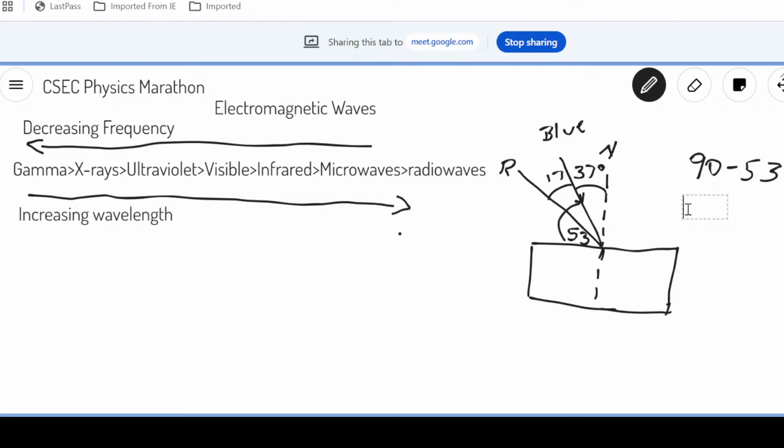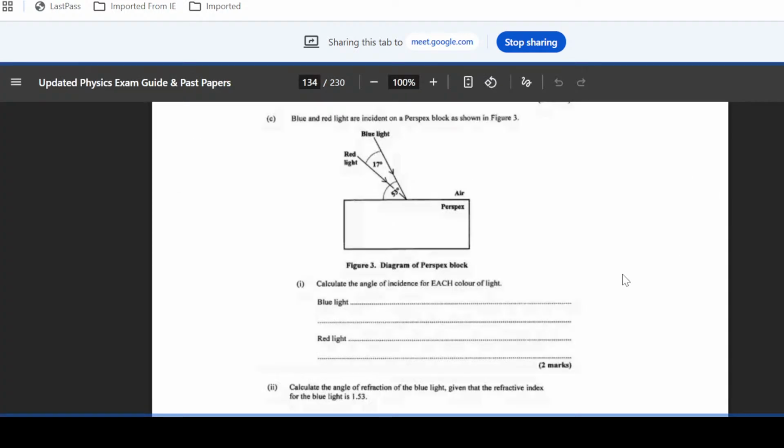All right, so hopefully we'll all see that. The next one is to calculate the angle of refraction of the blue light given that the refractive index is 1.53. I think they made a little error there because it's not the refractive index of the blue light, it's the refractive index of the perspex. But still do the calculation. Perspex is just a type of glass.